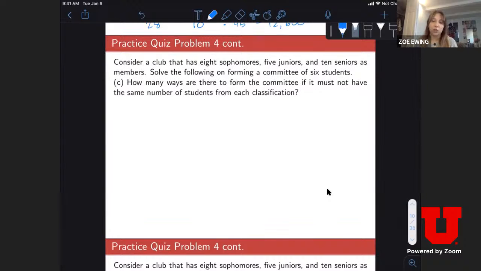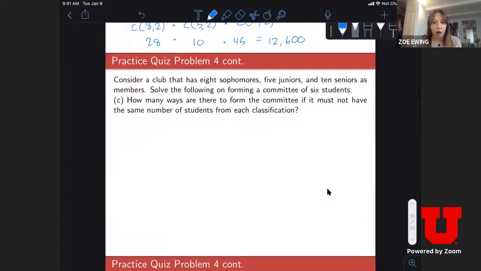Okay, so which is, yes, complement. Yeah, because looking at this problem, I would think, okay, I can't have the same number of students from each classification, but it's a lot easier to figure out how many ways to find the same number of students from each classification. So we can basically take what we found last time and subtract it from the total number of ways to form a committee. And we actually already have both of those numbers.